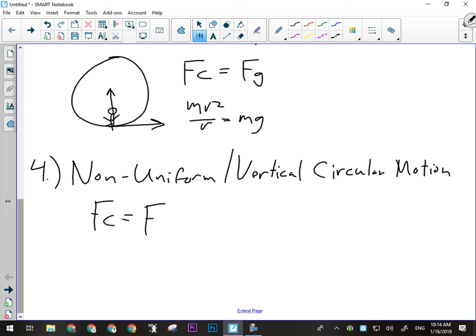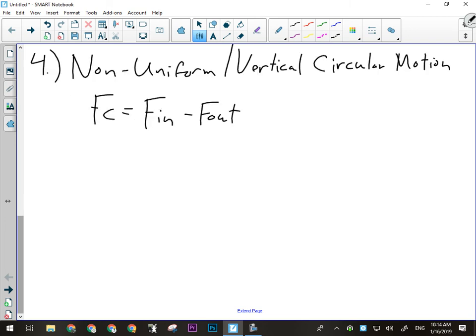Forces in minus forces out, right? In other words, we're calculating the net force for circular situations. We dealt with three different places within the circle. So we dealt with the top on the inside. You have to have a certain minimum speed in order to do this part of the circle.